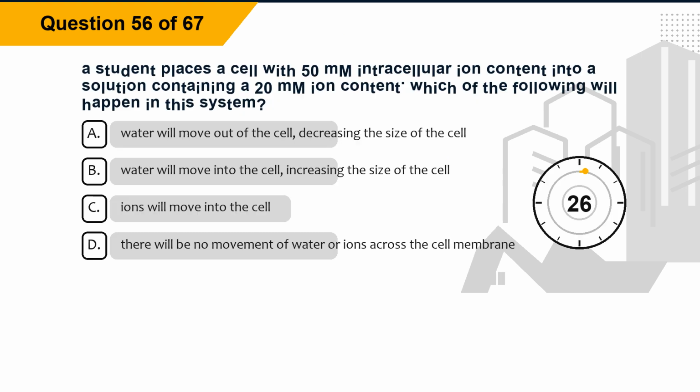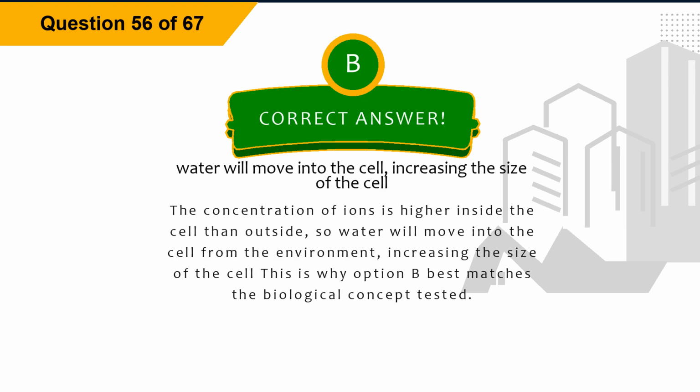Question 56. A student places a cell with 50 mM intracellular ion content into a solution containing a 20 mM ion content. Which of the following will happen in this system? Option A, water will move out of the cell, decreasing the size of the cell. Option B, water will move into the cell, increasing the size of the cell. Option C, ions will move into the cell. Option D, there will be no movement of water or ions across the cell membrane. The correct answer is option B, water will move into the cell, increasing the size of the cell.